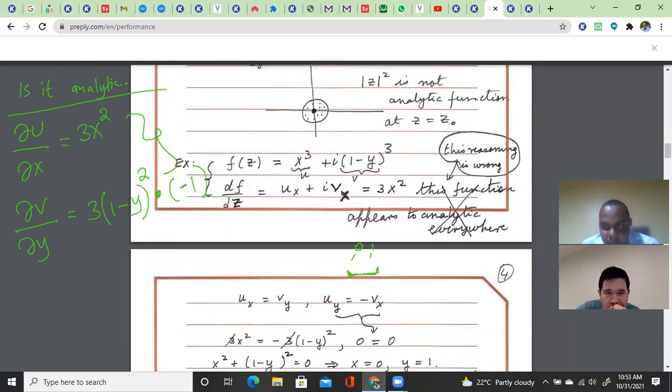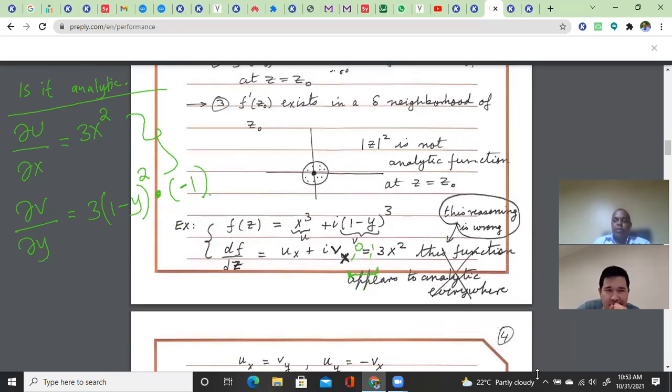Okay. How can we find it? Not analytic anywhere. There is something else he is doing, which is very nice. So we just found out that dv/dy is going to be -3(1 minus y squared), and then we can kick out the -1, right?